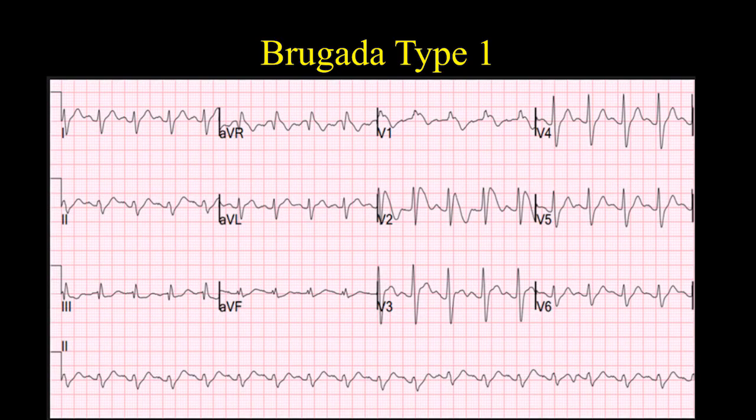Okay, so we'll move on then to Brugada syndrome. This is classic Brugada type 1. Dr. Doppelputty talked about this. You see ST elevation with a coved, negative T wave. This is a classic type 1 Brugada syndrome. This patient is at risk for sudden cardiac death.